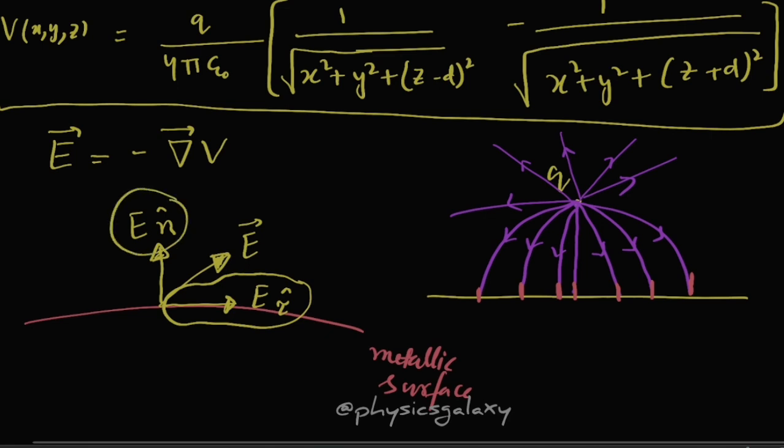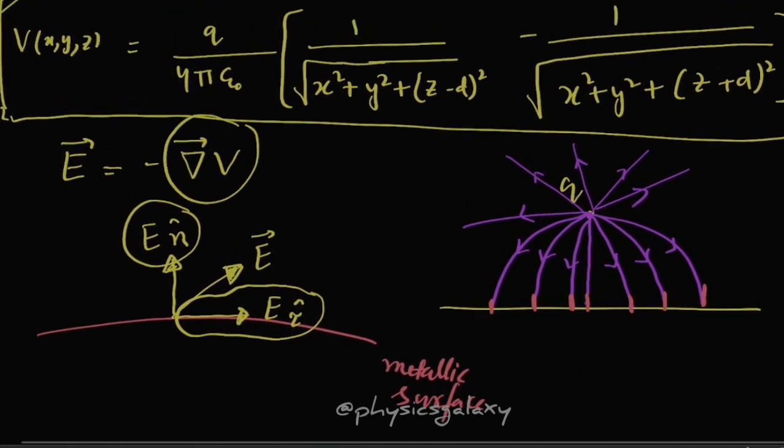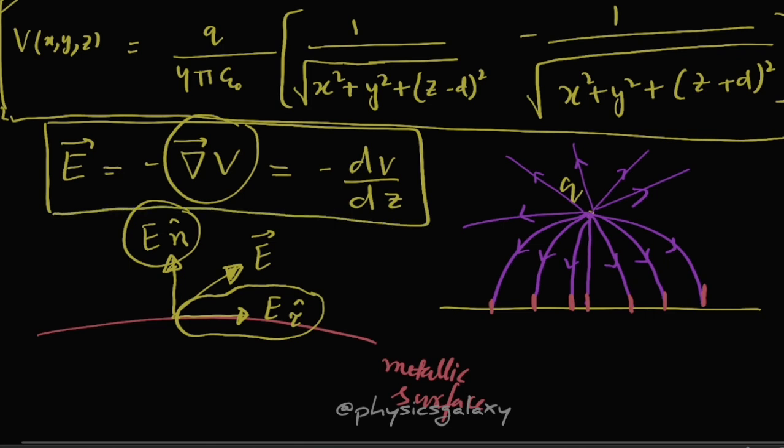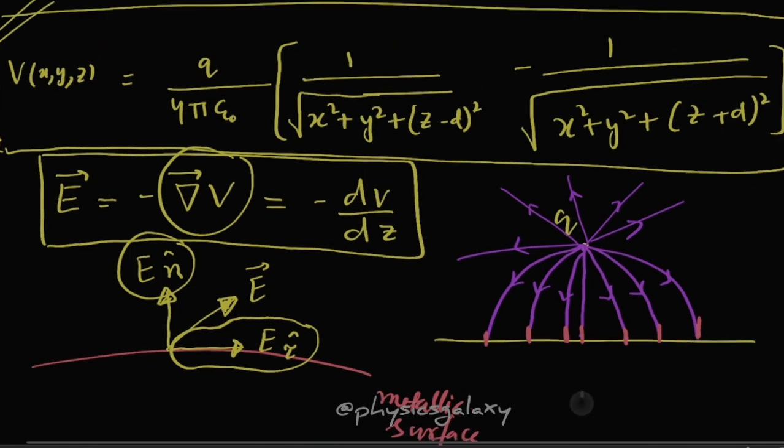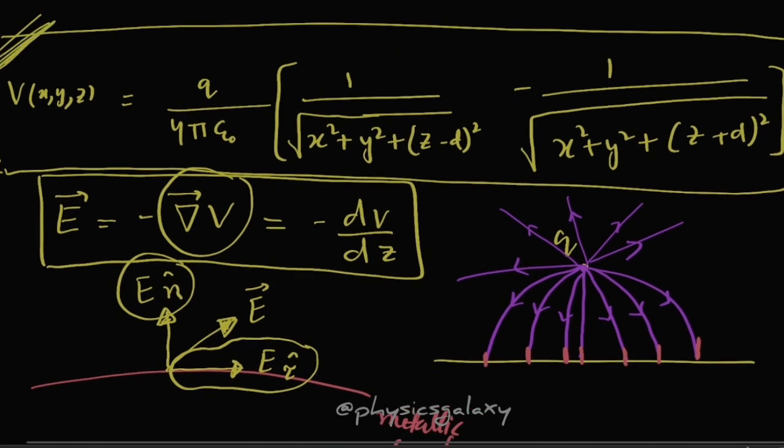So in any problem where you are using metallic conductors, the electric field at the interfaces or surfaces of the metal is always perpendicular. That means if I have to take the gradient, I will take it with respect to z only, that means minus dV by dz. So we should not take the electric field with respect to x and y, because that will come out to be 0. Right, so let's find the electric field for this case. We have to take the derivative with respect to z.